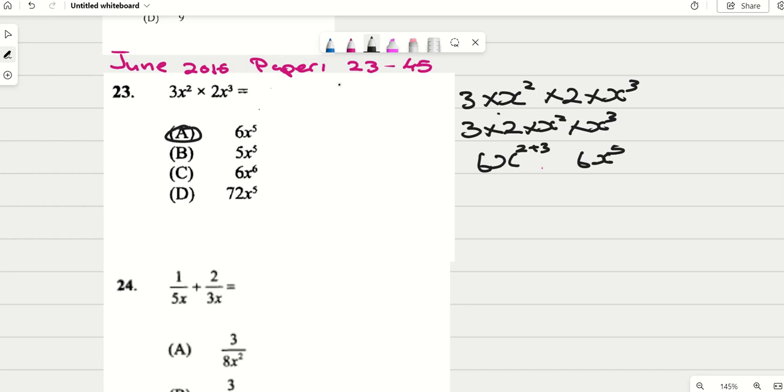If you do not know this law, you could just write out how many x's, 2x's and 3x's. So it would be 3 multiplied by 2 multiplied by x multiplied by x, which is x squared, multiplied by x multiplied by x multiplied by x, which is x cubed. 3 2s are 6, and then we have x how many times? 1, 2, 3, 4, 5 times. So this is method 2. Right, that is how you would do this question.